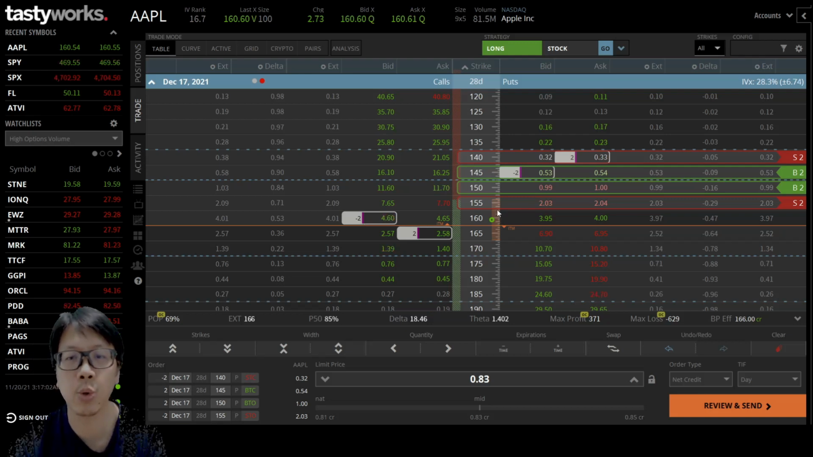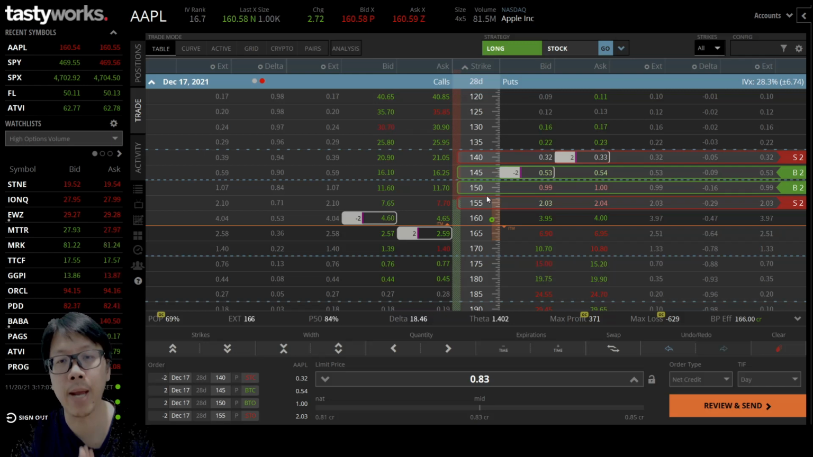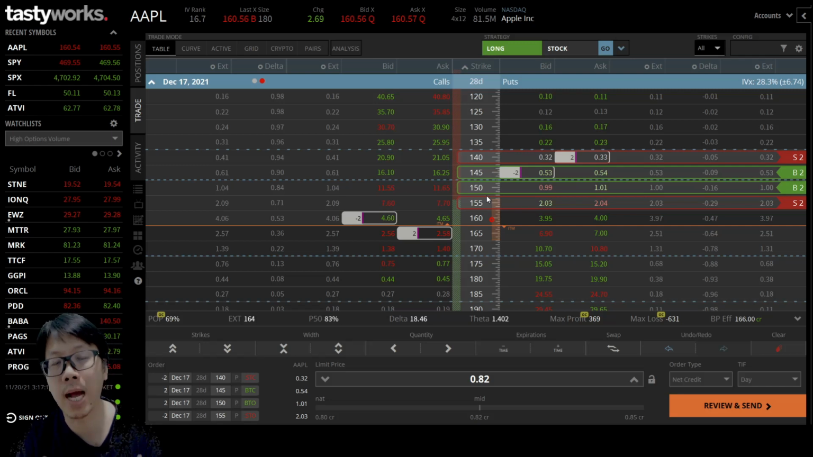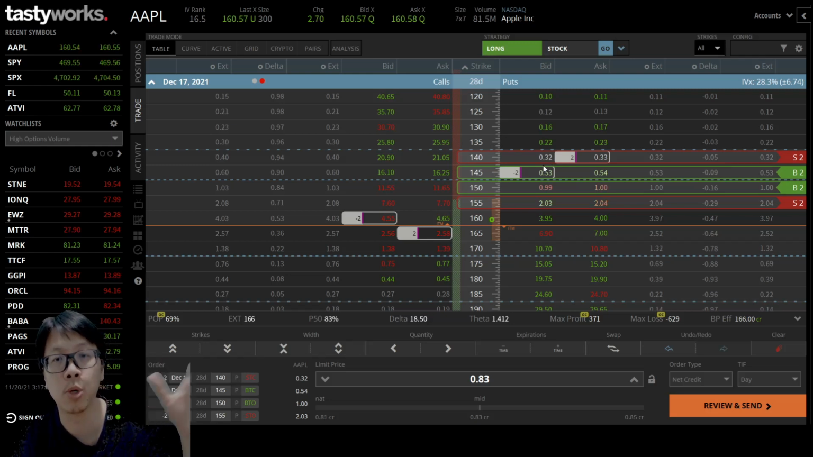So what we are going to do is repair the trade, and to repair the trade and reduce the damage, we are going to roll up the untested side. Okay, what is rolling up the untested side? Our untested side is the bull put spread, right? The bull put spread is the untested side.